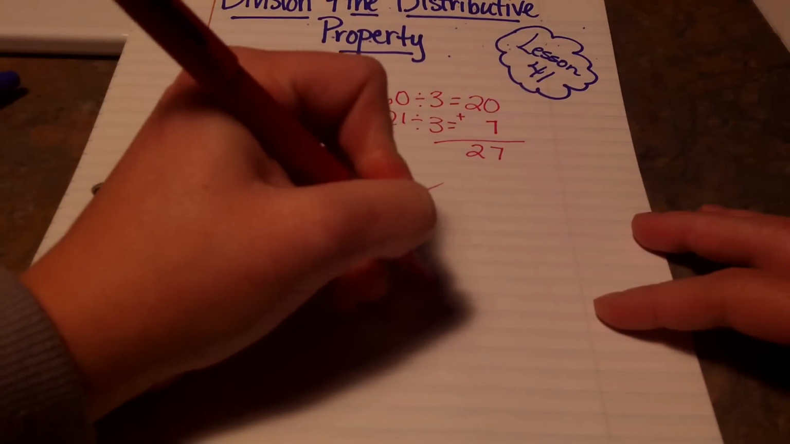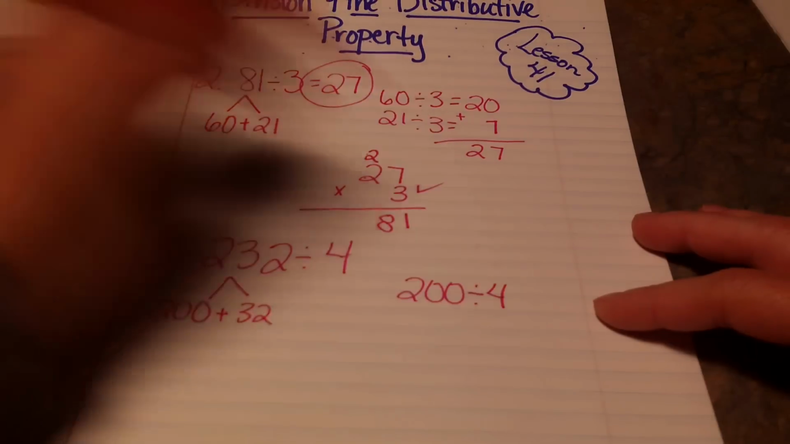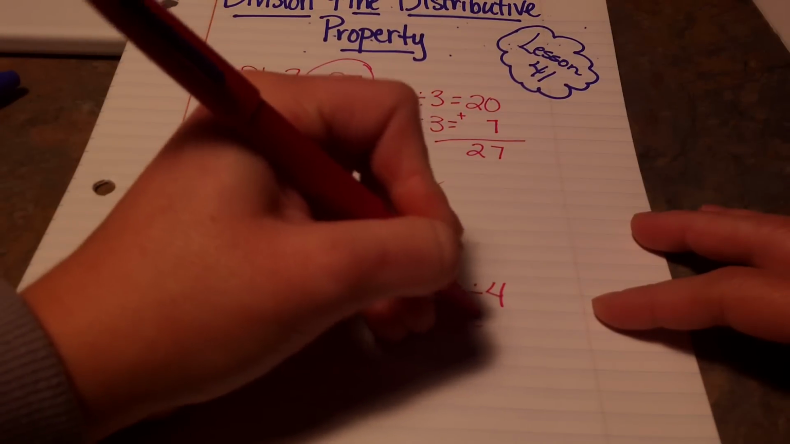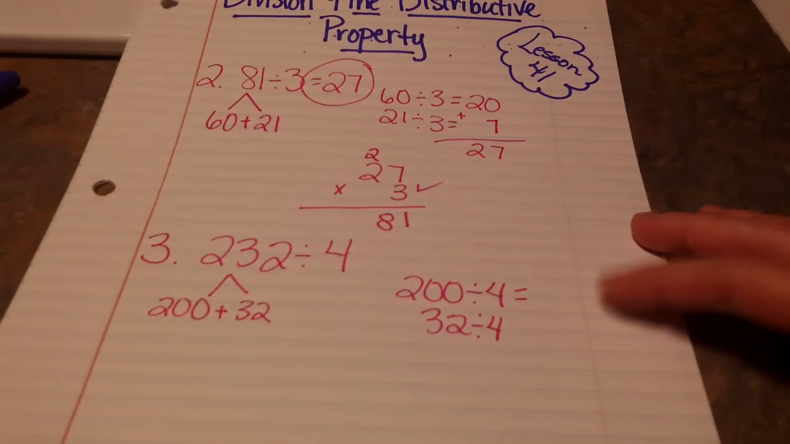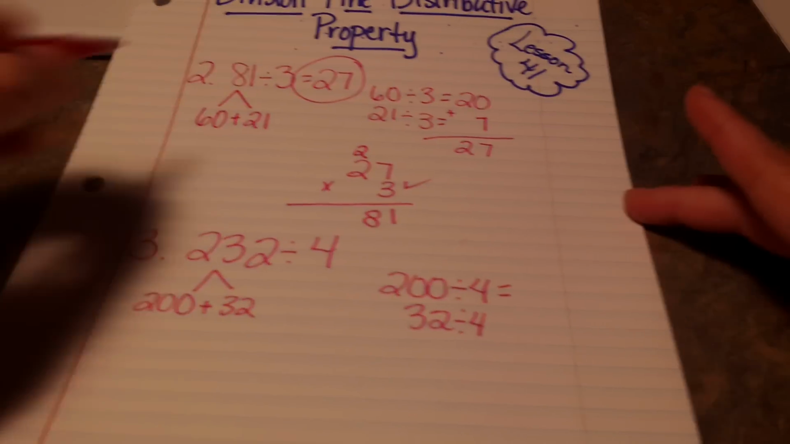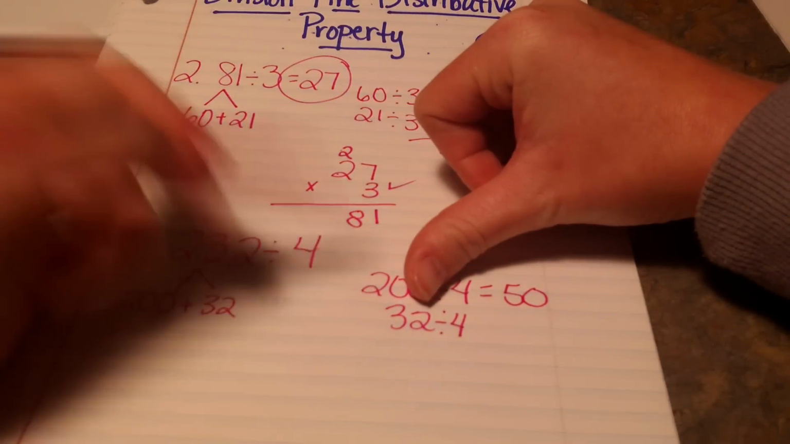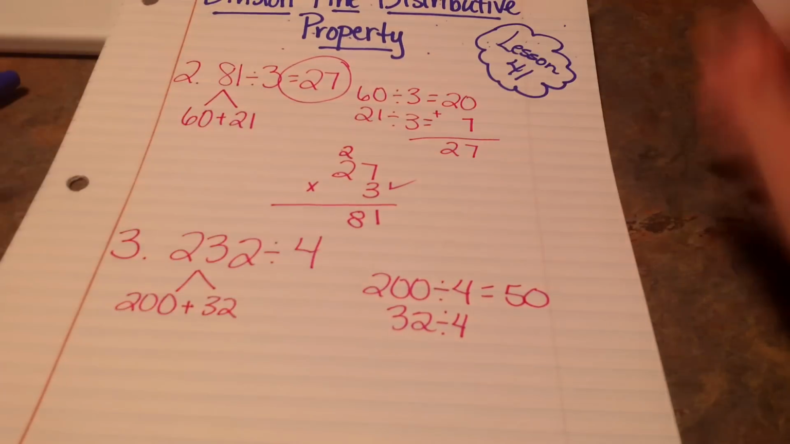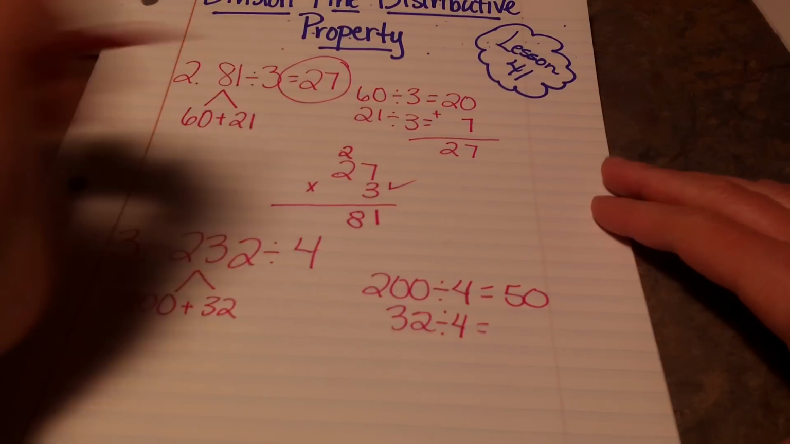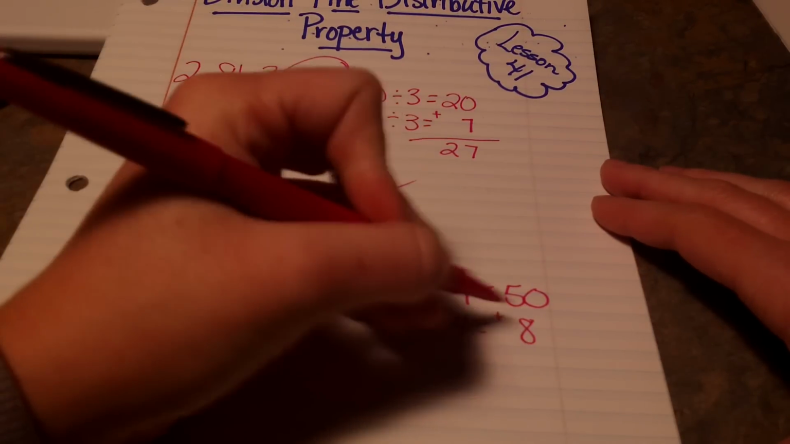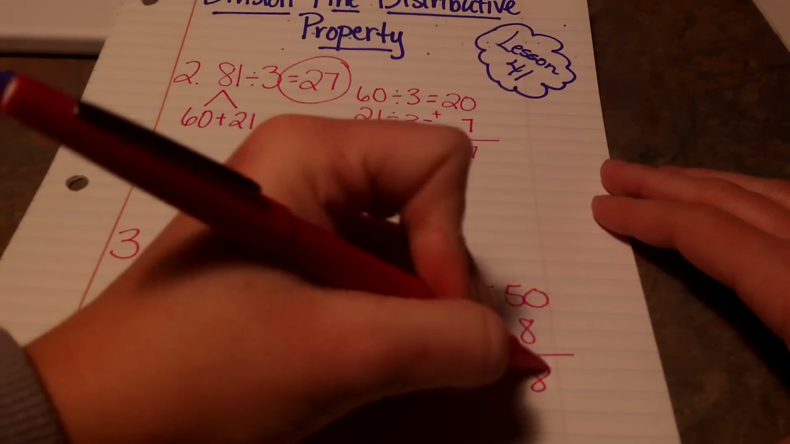So then I come over here and I write 200 divided by 4 and 32 divided by 4. 200 divided by 4 is going to be 50. I took off one of my zeros and did 20 divided by 4 is 5 and added the 0. 32 divided by 4 is 8. And then I add those together. 50 plus 8 is 58.